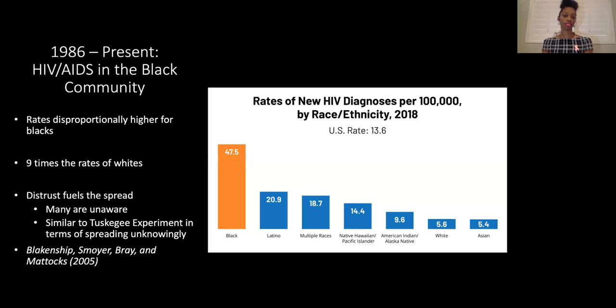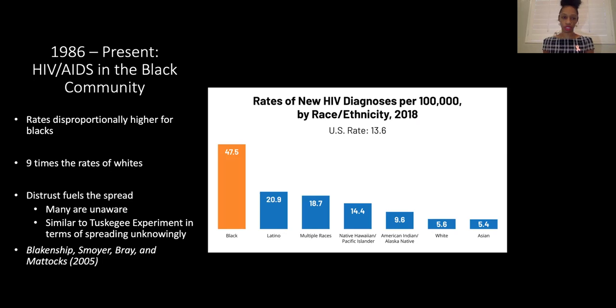Moving on to 1986 through the present, we have HIV and AIDS in the Black community. And just looking at the chart on the right again, we see the new rates of HIV diagnoses per 100,000 people by race and ethnicity just 2 years ago. And again, Black Americans are just so far ahead of white Americans. I mean, this is preposterous. This is a moral sin. This is unexplainable and indefensible for rates to be this high.